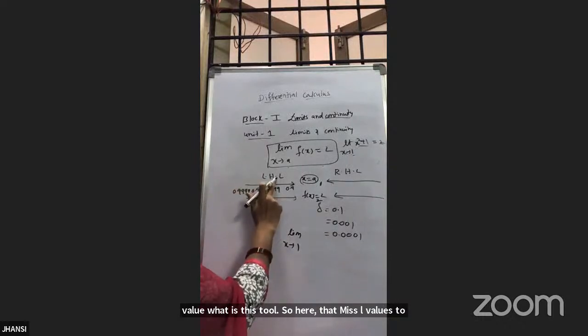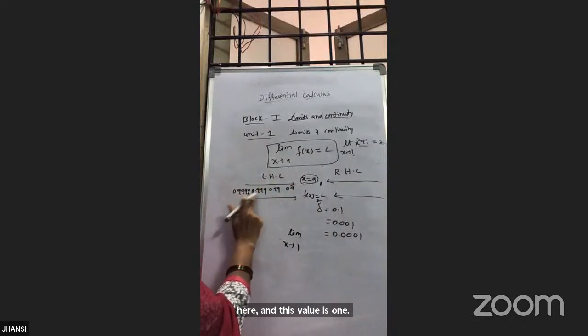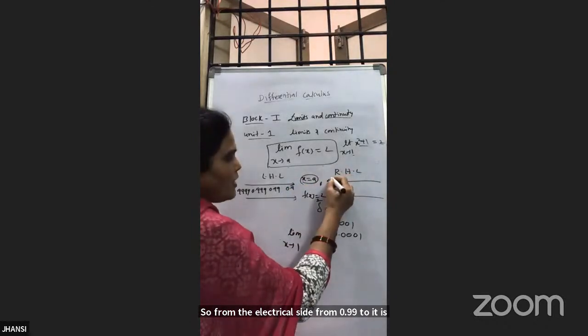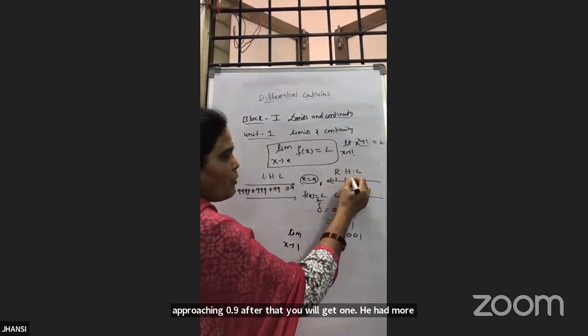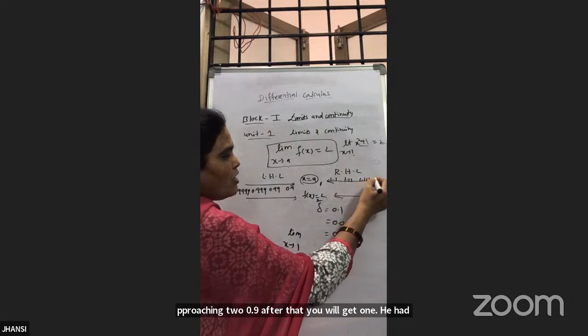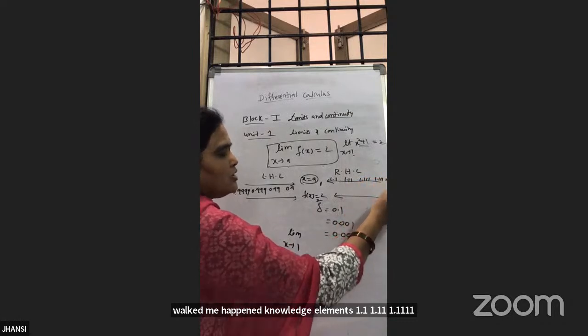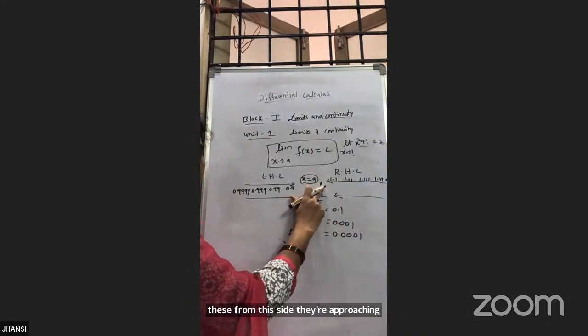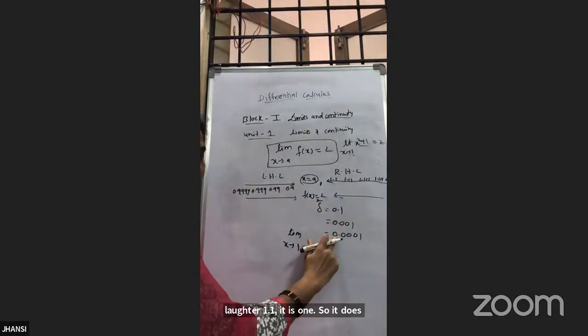So from the LHL side, from 0.99, it is approaching 0.9. After that, you will get 1. Here, what will happen? RHL means 1.1, 1.11, 1.111, like this. It will go on like these values. From this side, they are approaching after 1.1, it is 1. So it depends on these delta values.